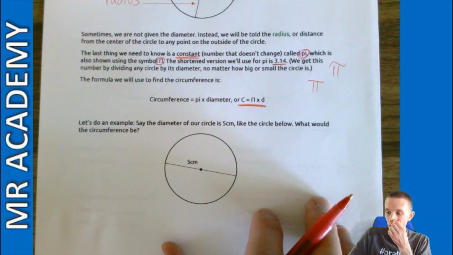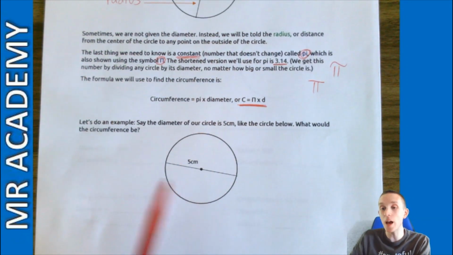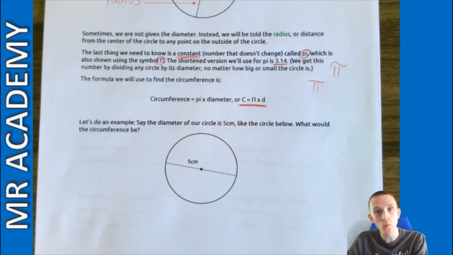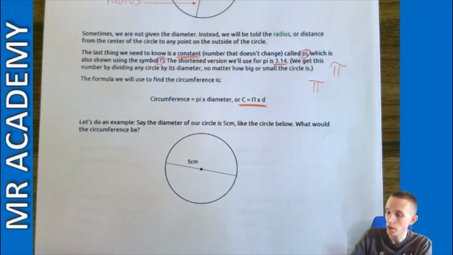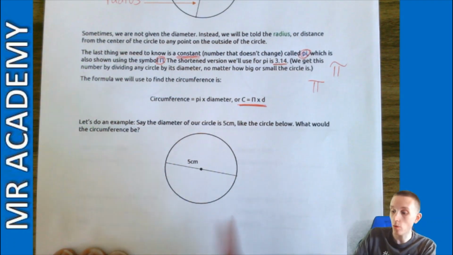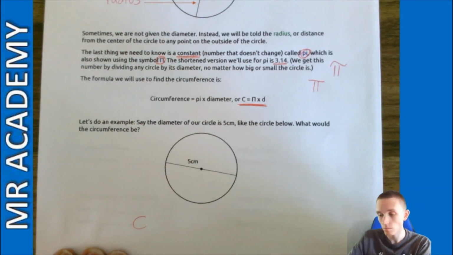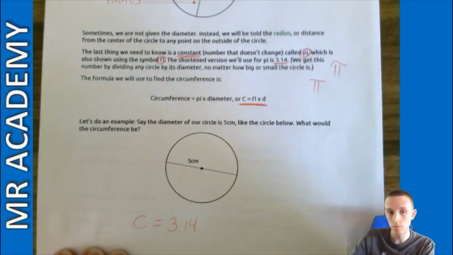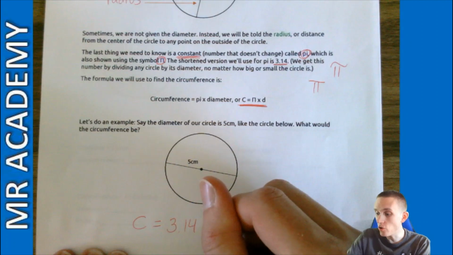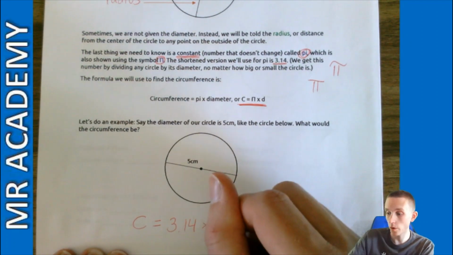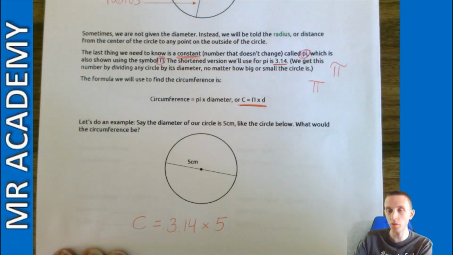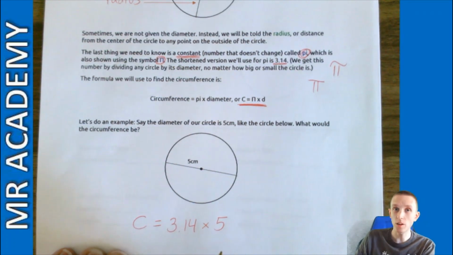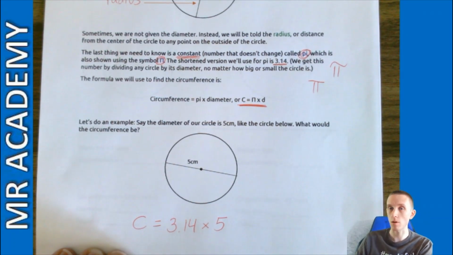Let's do an example of this. So let's say that the diameter, the full distance across our circle, is 5 centimeters, just like this one. What would the circumference be? Well, let's figure that out. I'm going to plug in what I know. We do not know the circumference. We do know what pi is. We're just going to use 3.14. And we do know what our diameter is. We know it's 5. Now, roughly, just by looking at this, I see we got a number that's very close to 3, and we have 5. It's going to be something right about 15, a little bit more than 15.